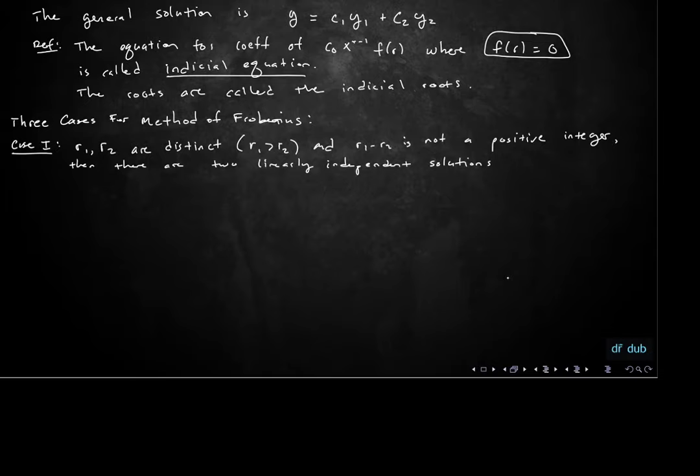And we saw the form: y1 equals the summation from 0 to infinity of c_n x to the n plus r1, and y2 equals the summation from 0 to infinity of, we should use a different coefficient, I'll use b_n, b_n x to the n plus r2. And that was actually the case we just went through. In our example, we had two distinct indicial roots, and the difference, 3/2 minus 0, was 3/2. That's not a positive integer. Therefore, we found two solutions. However, that's not always the case.